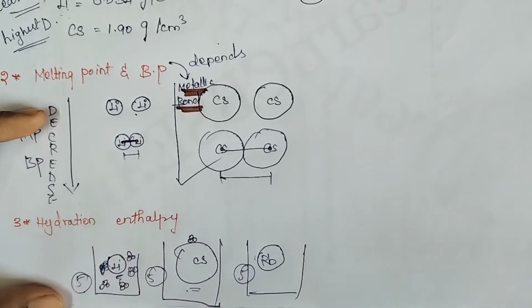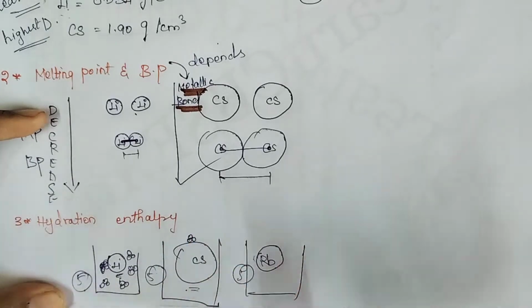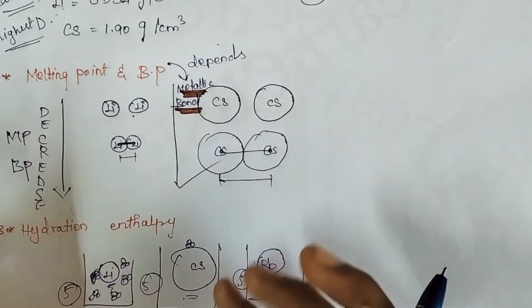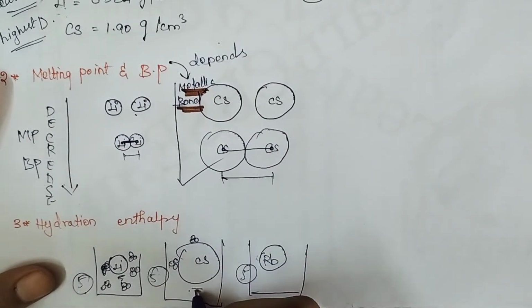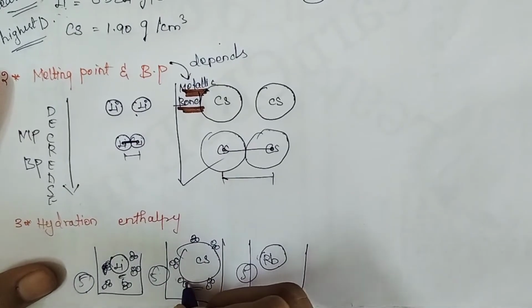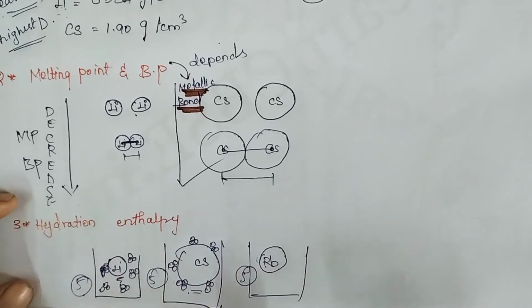Here also 5 molecules of water. So if 5 molecules of water, they can accumulate more, that means come closer to the atom. If you see cesium, the same way 5 molecules I take, but the space covered by these molecules is less.